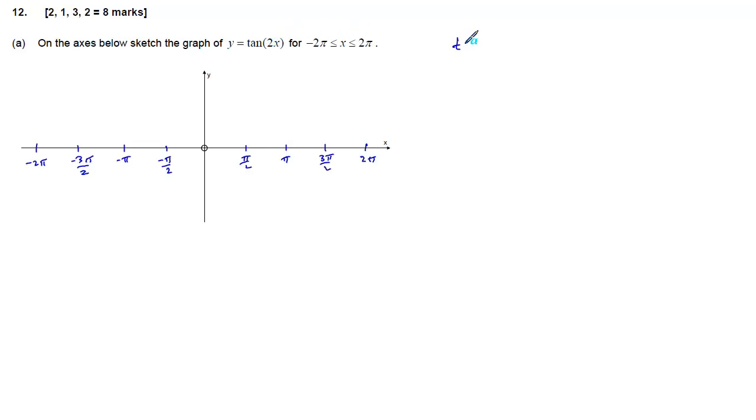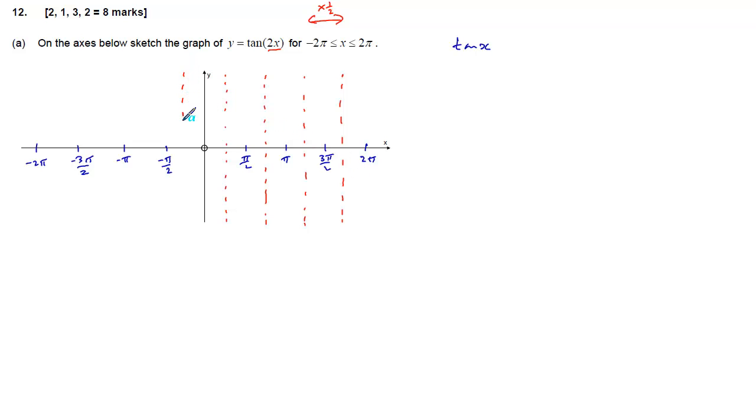Now, if it's just the ordinary tan x graph, we know that the first vertical asymptote is at pi by 2. But this is a 2x, so that's going to be a horizontal dilation scale factor of half, and that means the first one will be at pi by 4. On the standard graph, the second one is at 3 pi by 2, so that's going to come over to 3 pi by 4, and now we can see where all the asymptotes are, because it's just a repeated pattern.